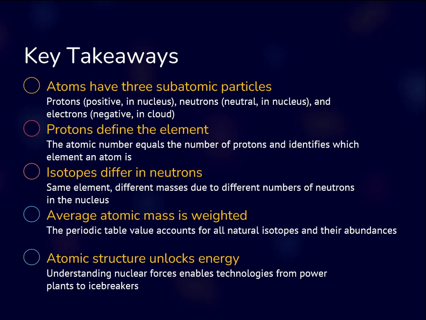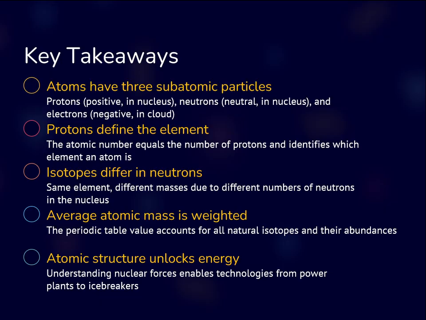So before we close, let's put together all of the most important ideas from today's lecture. First, every atom is made of 3 particles: protons, neutrons, and electrons. Protons and neutrons are found in the nucleus. Electrons move through the surrounding cloud. Second, the number of protons defines the element. 6 protons, always carbon. 8 protons, always oxygen. Change that number and you change the element itself.